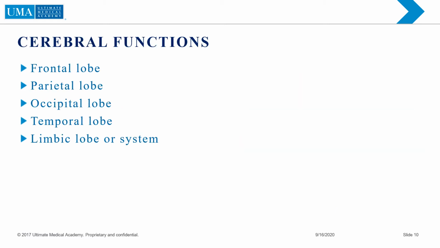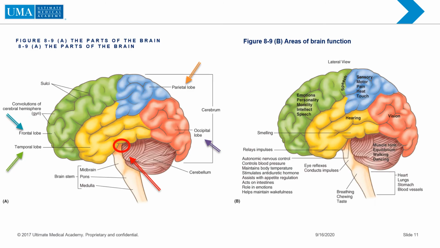The cerebrum is divided into different lobes. There's the frontal lobe, parietal lobe, occipital lobe, temporal lobe, and there is a 5th one, the limbic lobe, or in some references, it is considered a system, not an actual lobe. Looking at these 2 figures, you can follow along while I go over the different functions of the different lobes.